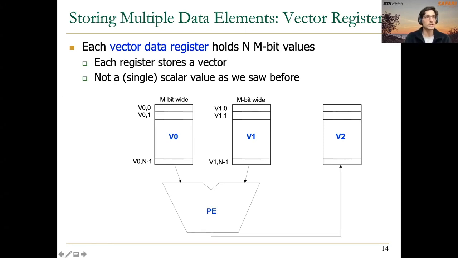You can see a representation here. Each of these is an individual register, n bits wide, and all these registers here compose vector register 0. This is vector register 1, vector register 2, and so on. And as you see, the processing element has access to the contents of vector register 0 and vector register 1, performs some operation, let's say an element-wise addition, and stores the result in the vector register V2.